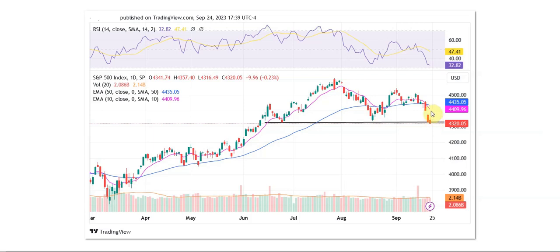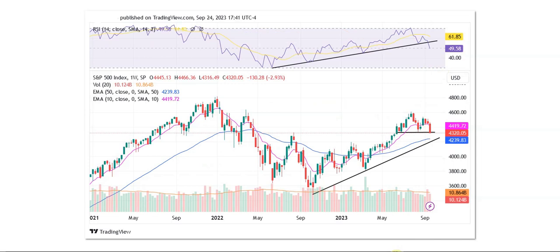It broke through it. The 10-day crossed below the 50-day. That's bearish, and the price is below that. Also, the RSI is well below 50. We're in bearish territory. So not looking good there on the daily of the S&P.